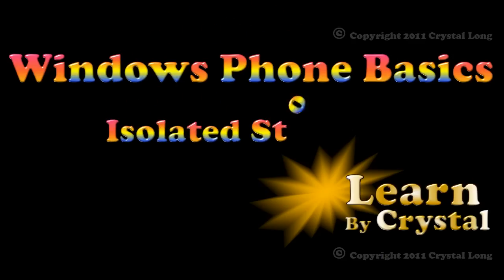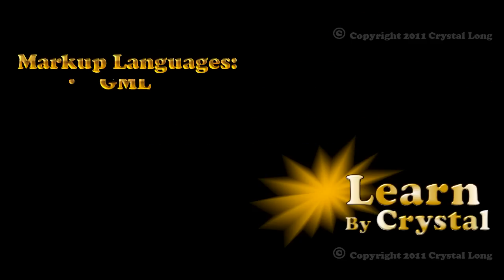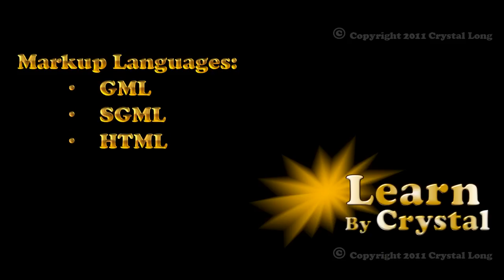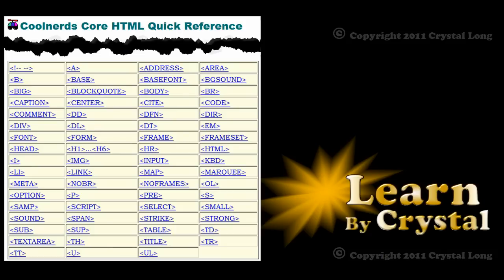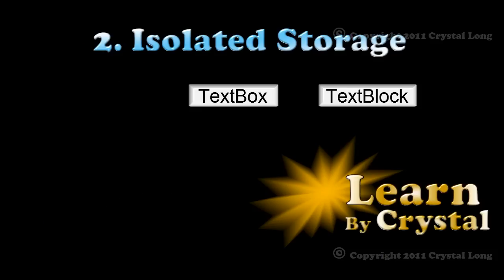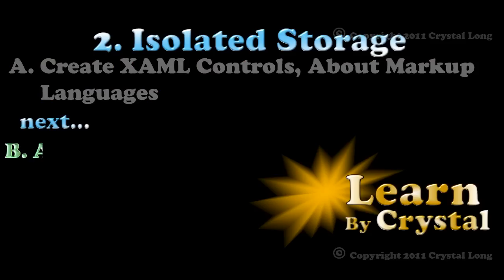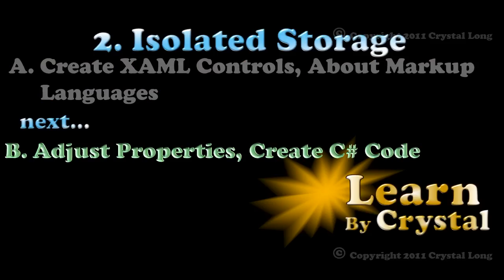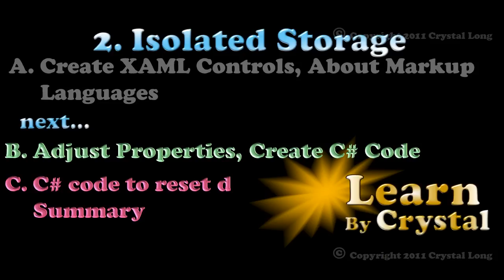Thus ends part A of this 3-part lesson on isolated storage. XAML was created by Microsoft, from other markup languages such as GML, SGML, XML, and HTML. I showed you the Cool Nerds Core HTML reference, Charles Petzold's book on programming Windows Phone 7, MSDN links, and how to use XAML to define controls, control properties, and how the designer dimensions relate to the actual phone. In Part B, I will continue looking at control properties such as padding and vertical alignment. Then I talk about isolated storage and show you some good references.